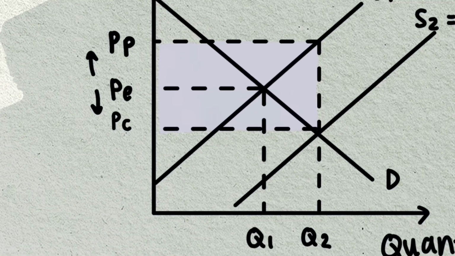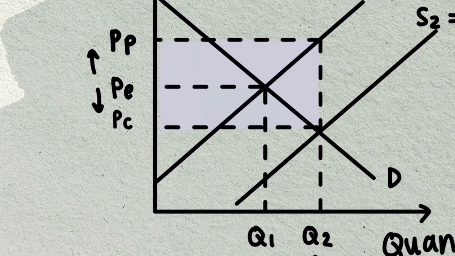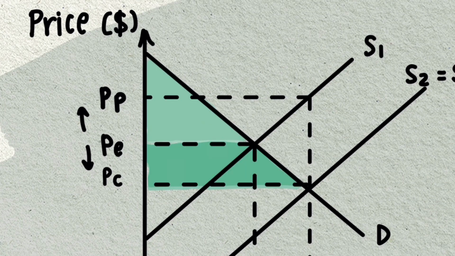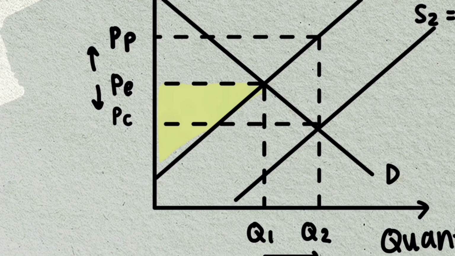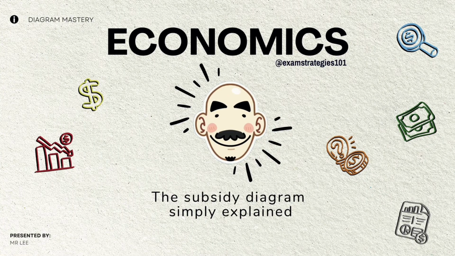The total government spending is represented in this rectangle. The consumer surplus increases from this triangle to this triangle, and the producer surplus increases from this triangle to this triangle, and the welfare loss is illustrated here. And in this video, I'll be explaining the subsidy diagram. Simply.